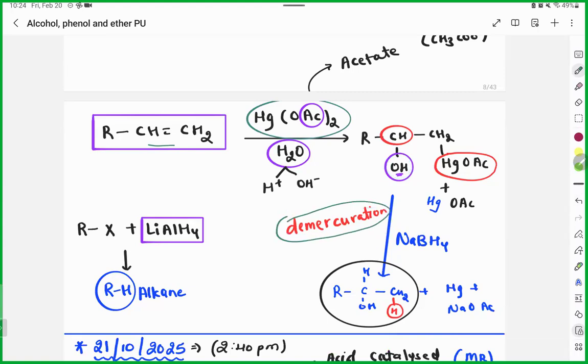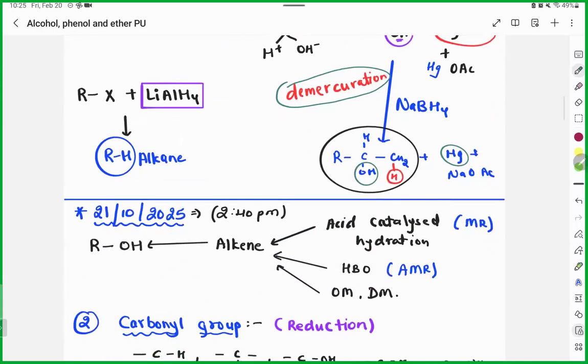So in demercuration, what will you do? You will remove this mercury acetate. So you are removing mercury, demercuration. It looks exactly like acid catalyzed hydration of alkene, almost. Why? You have water, the method is the same, and Markovnikov rule is followed. What is the difference? Only mercury compounds are used. Mercuration and demercuration are happening. Otherwise, everything else is the same.